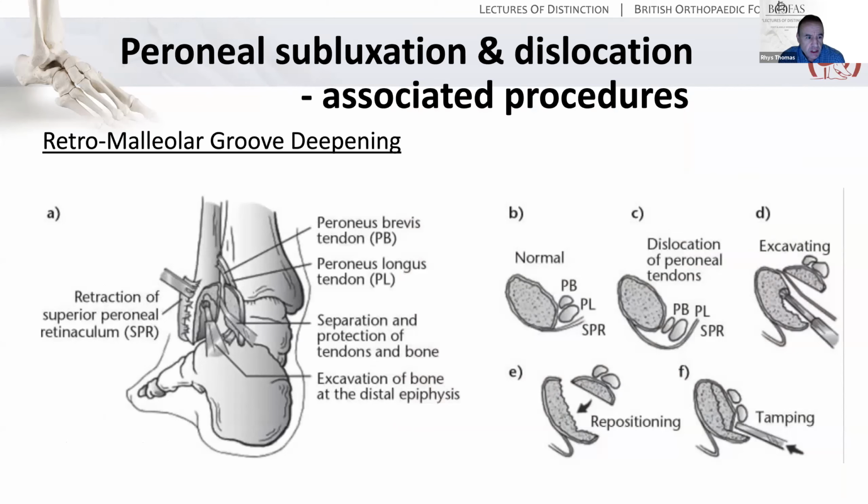It's often associated with a retromalleolar groove deepening, particularly in those patients who have a flat or a convex groove. This can be done either through a trapdoor type opening and then removing some bone and then tamping down the back of the fibula, or it can be done through the tip of the fibula, putting a large bore drill through, removing some bone, and then doing a direct tamp down without actually performing the trapdoor procedure.